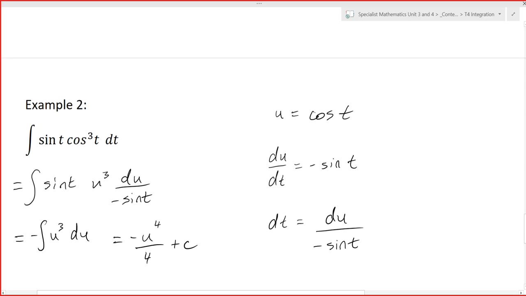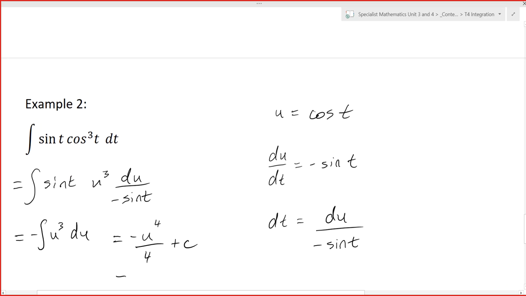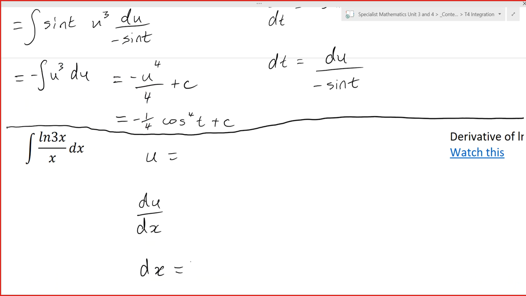And then we substitute back in what the u is equal to. That's why it's called integration by substitution. And that's it. So same 6 steps as last time. And don't forget the plus c. This is called when the derivative is present.